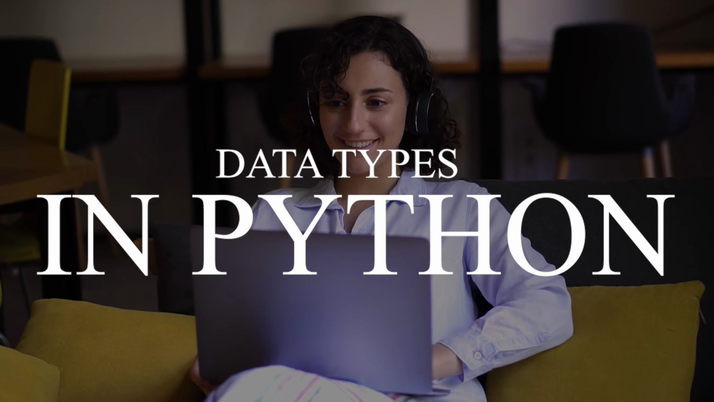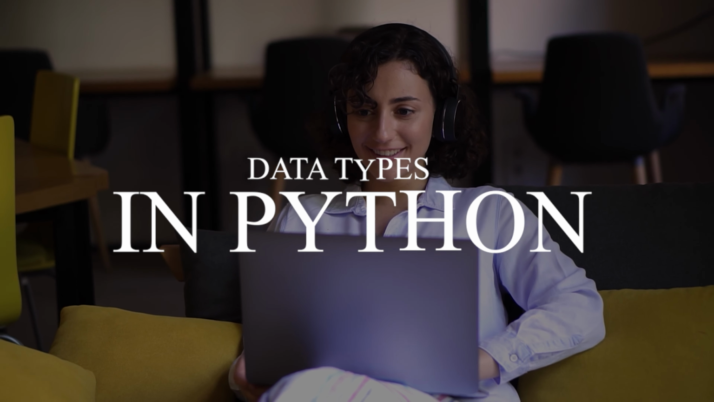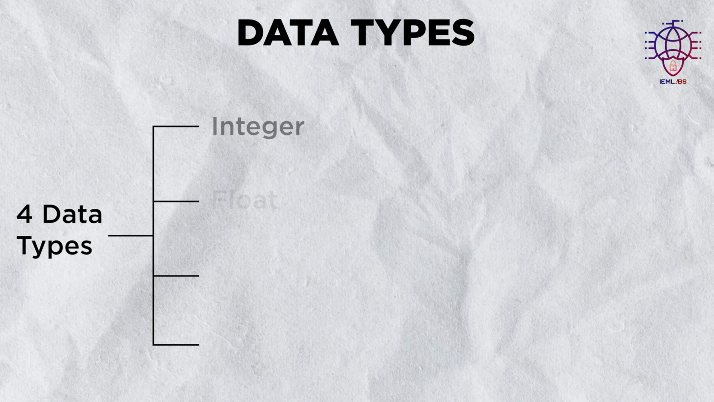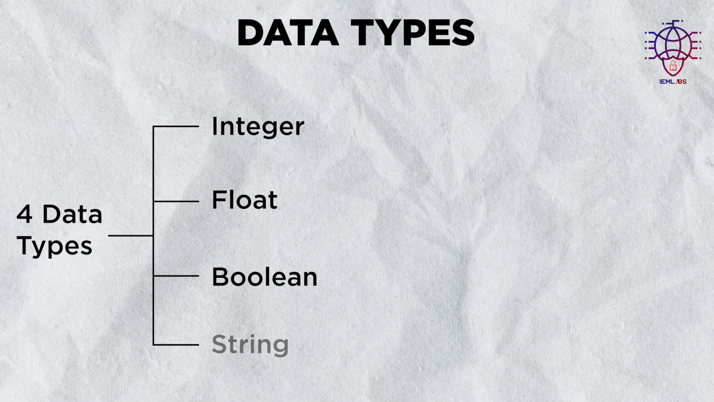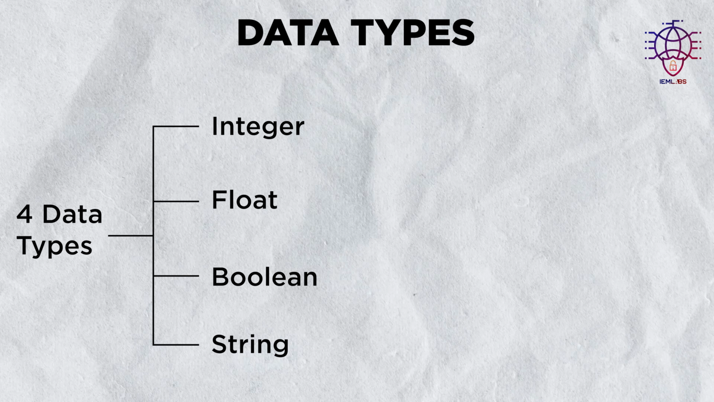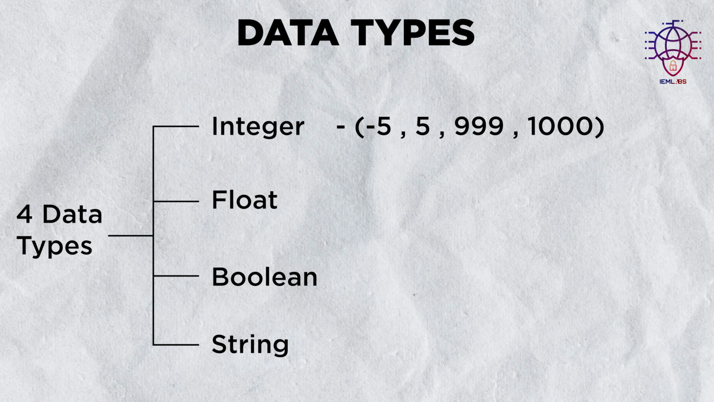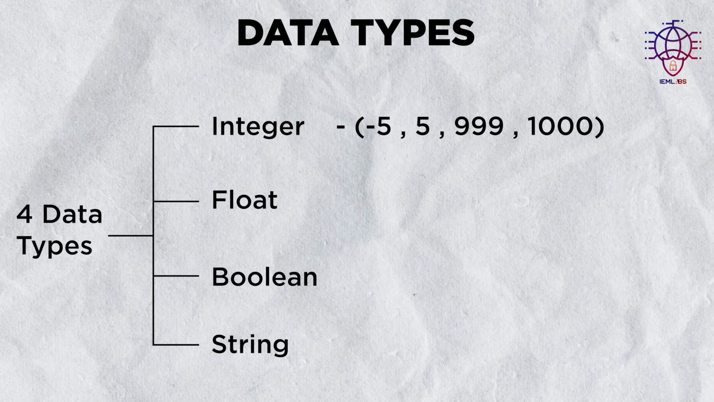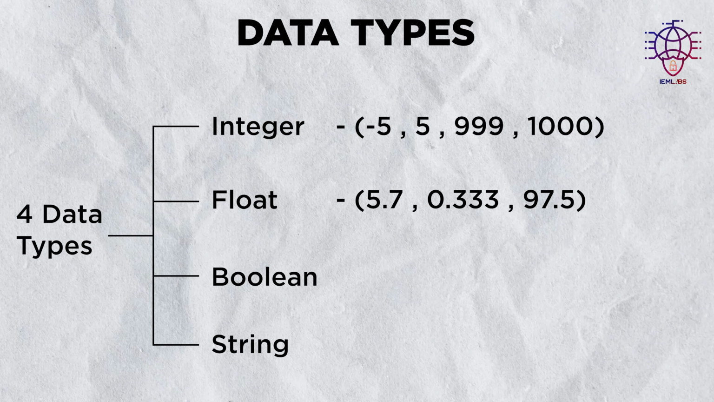Today I'm going to talk about data types in Python. Many of us know that there are four data types, namely integers, float, boolean, and string. Let's learn those with examples. Integers are those numbers which do not contain any point in them, so -5, 5, 999, 1000, all these numbers are integers. Float numbers are those numbers which do contain points, like 5.7, 0.333, 97.5, these kinds of things.